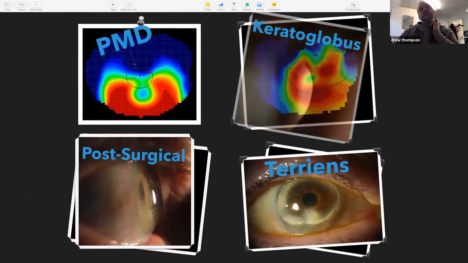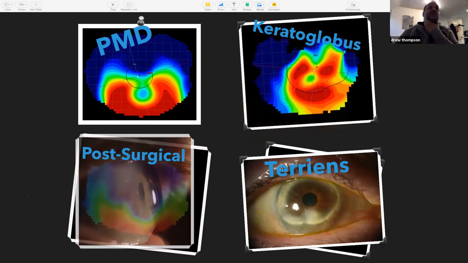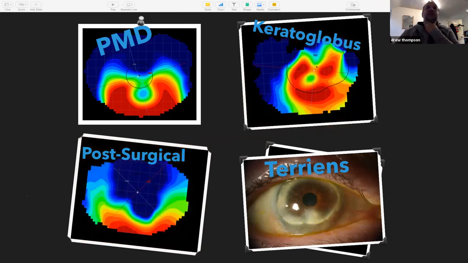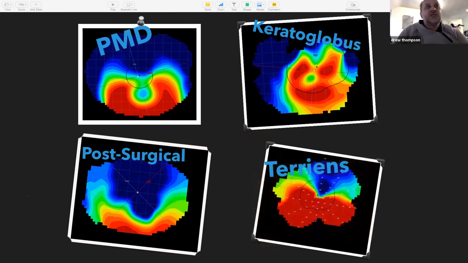So these are typical topography maps of these conditions. You've got the PMD up the top there. That's quite typical of a PMD. You get the crab claw, or some people call it the kissing bird. So this is formed by a thinning of the cornea inferiorly, which is why you get that lower bulge in the cornea.